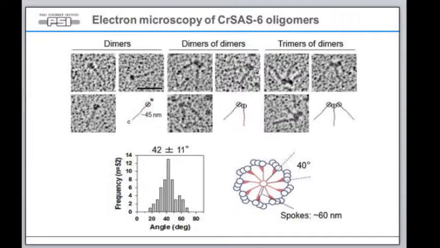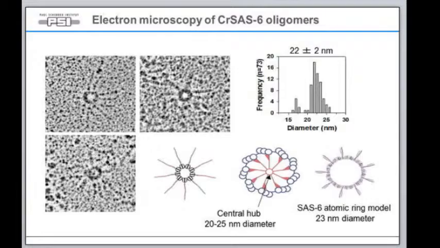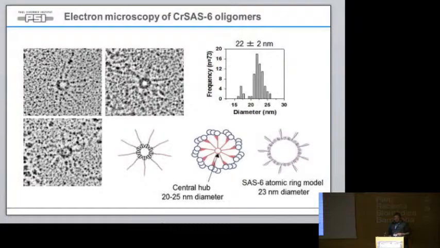But occasionally, we also saw dimers of dimers or trimers of dimers. We were able to measure the angle between these legs of the molecules and ended up with an angle of 42 degrees, which is very close to the 40 degrees needed to build up a ring-like oligomer. And occasionally, we also found ring-like particles with a diameter of 22 nanometers, again matching the 23 nanometers of our atomic ring model or the 20 to 25 nanometer diameter of the central hub of the cartwheel of the centriole.